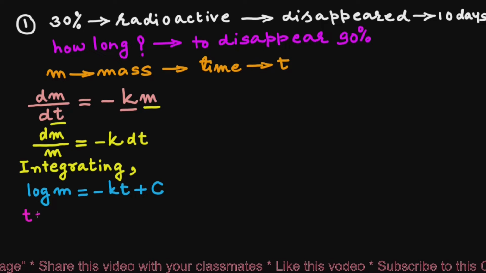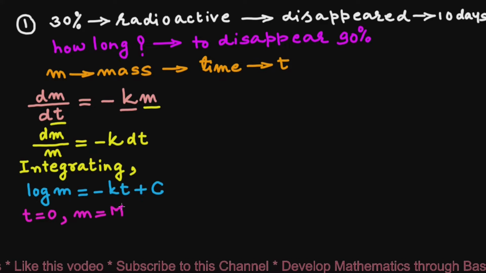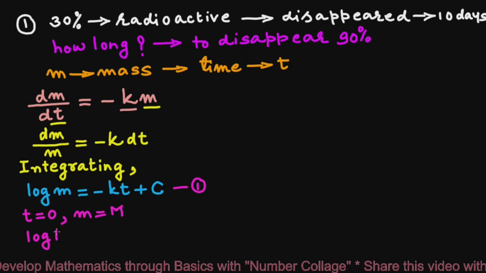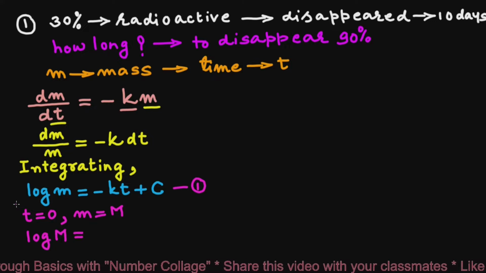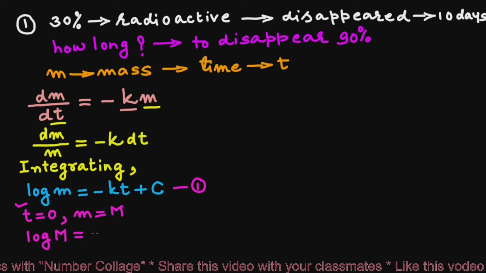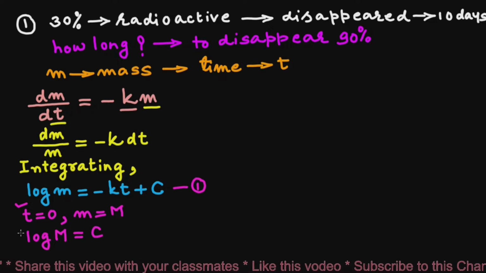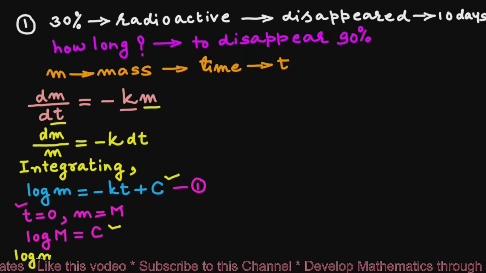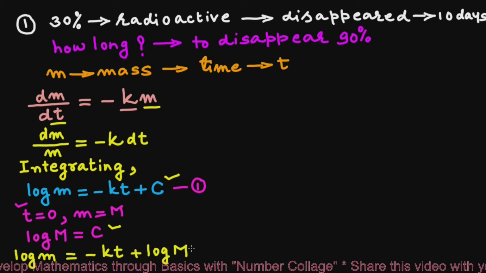Initially, when t is 0, the mass of the substance was, say, capital M. Therefore, this equation 1 becomes log M = -k multiplied by 0, which will be 0, plus c. So c will be log M. Using this value of c in equation 1, we get log m = -kt + log M.